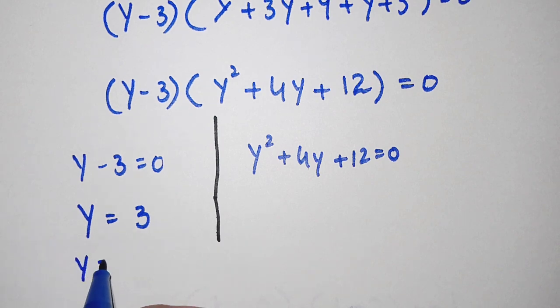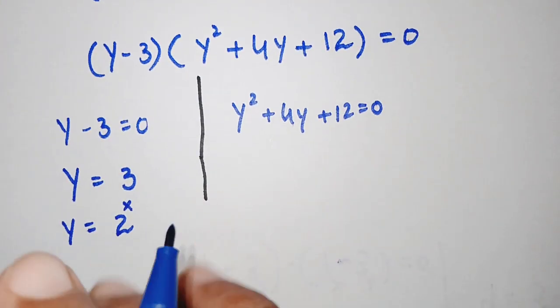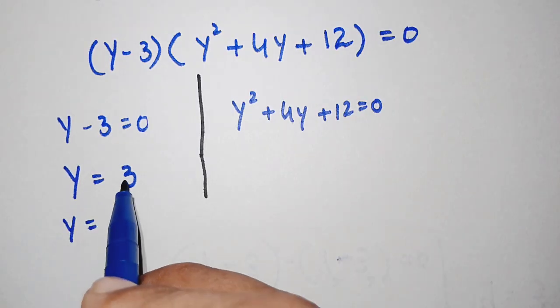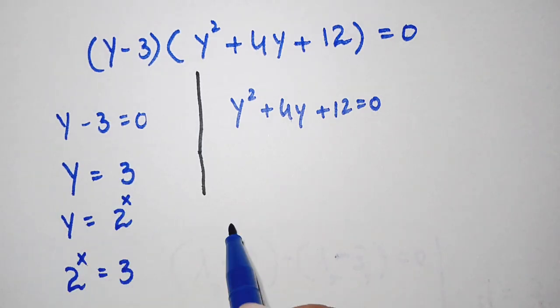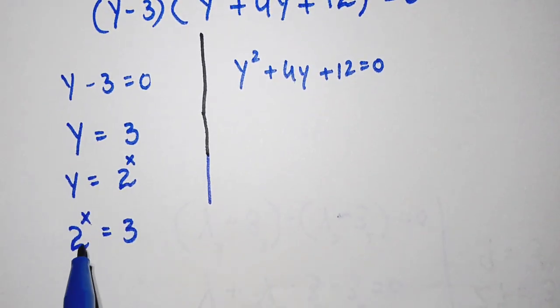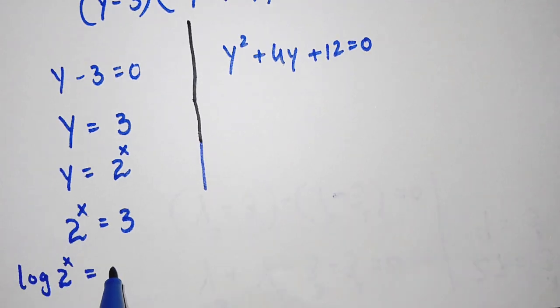So y is equal to 2 to the power of x. Now here y is equal to 3, so this will become 2 to the power of x is equal to 3, because here y is equal to 3. Now in the next step, to solve this we have to take log at both sides, so this will become log of 2 to the power of x is equal to log of 3.